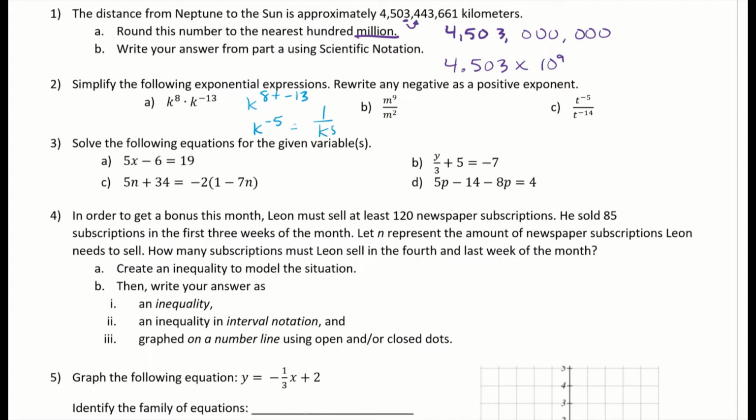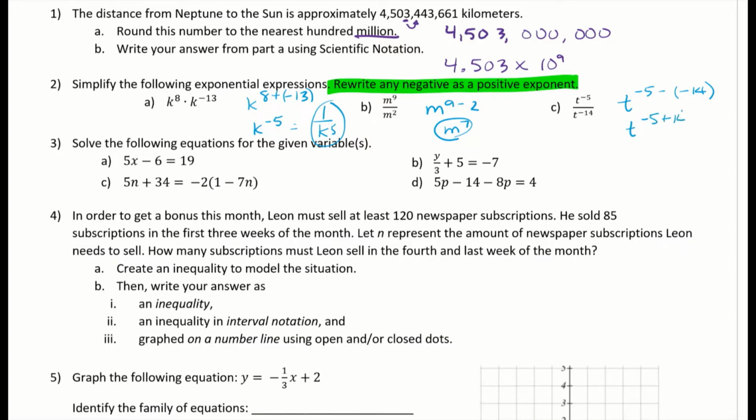For number 2, when we're doing exponential expressions, if we're multiplying, we're adding them. If we're dividing, we're subtracting them. And then if we have a negative exponent, we want to make sure we rewrite it as a positive exponent. So you're going to need to remember the exponent properties. And you're also going to want to remember the integer rules. So if I have two negatives, that actually turns into an addition when we have a minus and a negative next to each other.